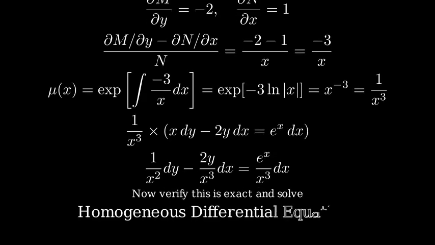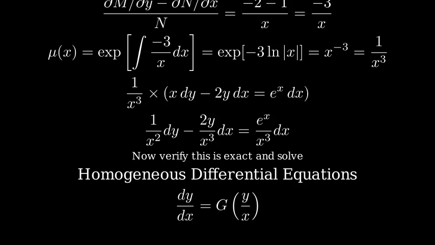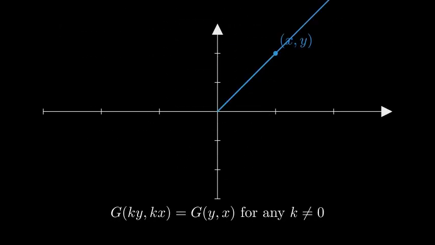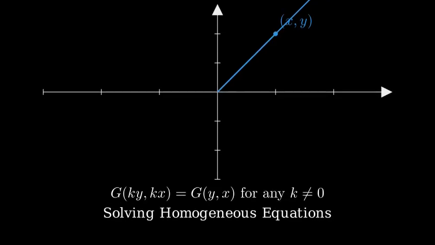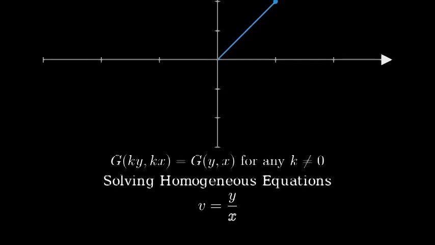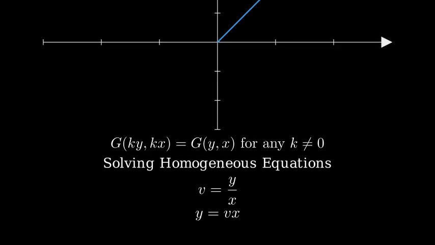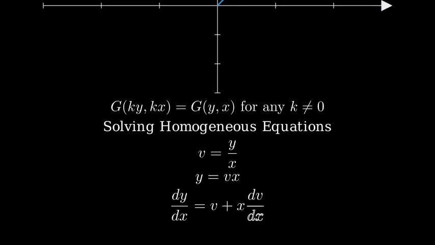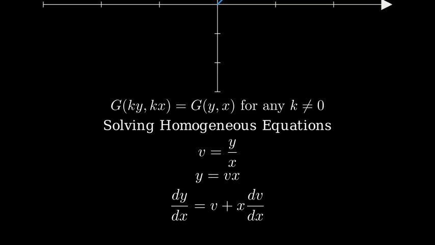Now, let's move on to our second technique, homogeneous differential equations. A differential equation is homogeneous if it can be written in the form dy/dx = g(y/x). The key property of function g is that it's homogeneous of degree 0, meaning g(ky, kx) = g(y, x) for any non-zero constant k. To solve a homogeneous differential equation, we use the substitution v = y/x. This means y = vx. Differentiating with respect to x, we get dy/dx = v + x dv/dx.